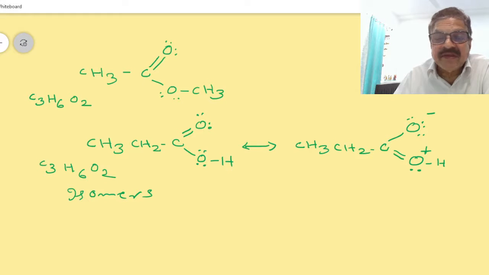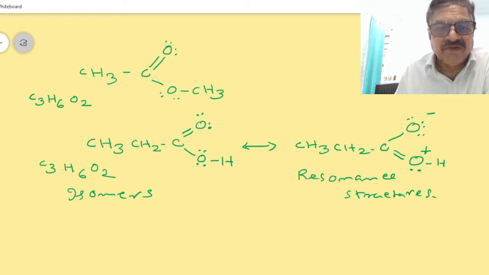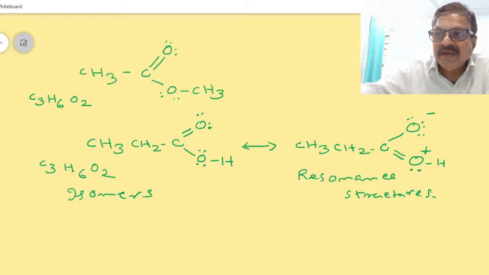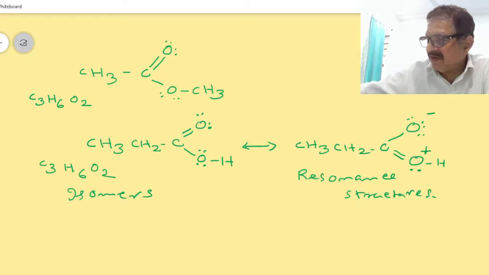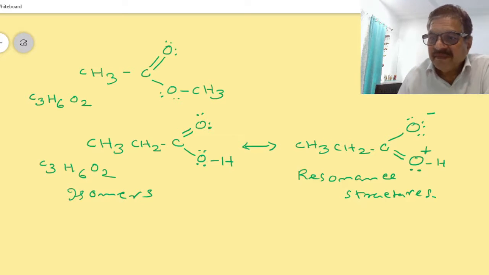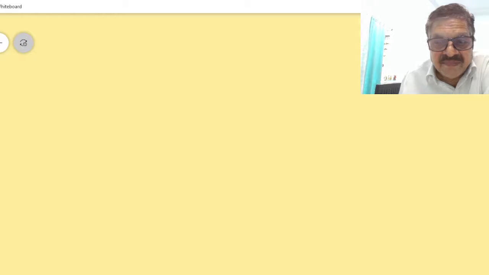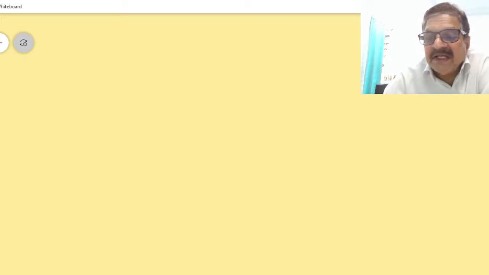These are resonance structures. So in the case of isomers, the difference is in the position of atoms and the position of electrons here. Whereas in the case of resonance structures, the difference is only in the position of electrons. Okay. Therefore, now we have seen structure A and structure B. In the beginning, we have seen that anion, so neither structure is a true representation of the anion.